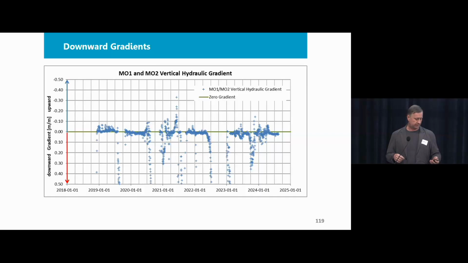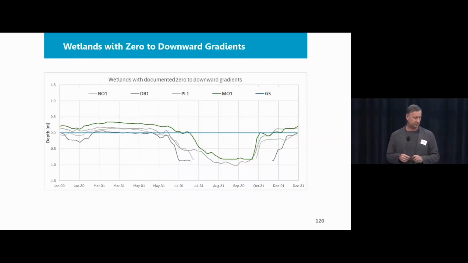And so here are vertical gradients, zero gradient to downward gradient mostly, and here are all the wetlands which have zero gradients or downward gradients. So again, all three wetlands below the escarpment and the one on top of the escarpment, which also has a clayey surface, show a similar response.